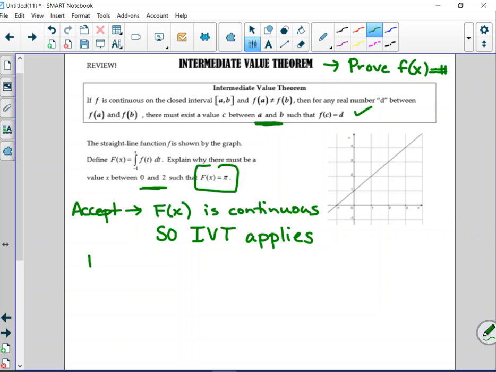Okay. So I'm hoping that what I get for f of 0 and what I get for f of 2 are going to be on either side, one smaller and one larger than pi. Because if I can say f of 0 is something less than pi and f of 2 is something bigger than pi, then I'm going to have to be able to get f of x equal to pi somewhere between 0 and 2.